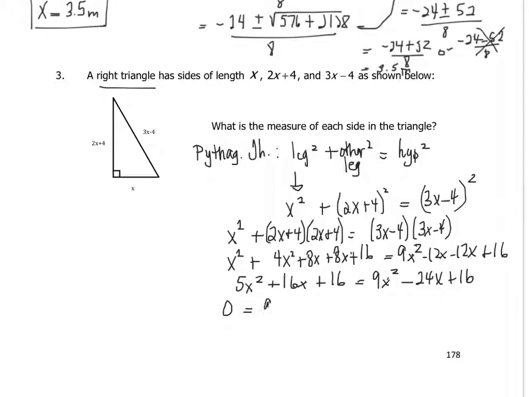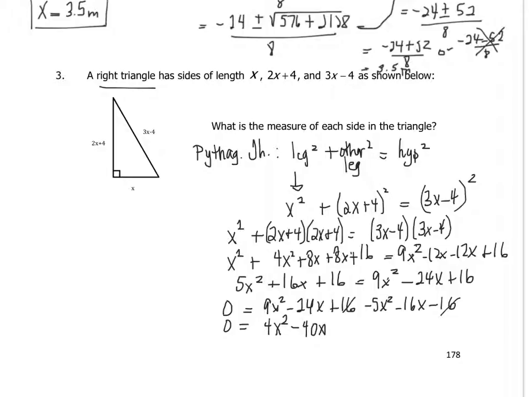So that would be 9x squared minus 24x plus 16, and then I'm going to subtract the 5x squared, subtract the 16x, subtract the 16 from the other side. So that's going to give me 9x squared minus 5x squared is 4x squared. Negative 24 minus 16 is going to give you minus 40x. And then this one's nice because the 16s actually cancel.